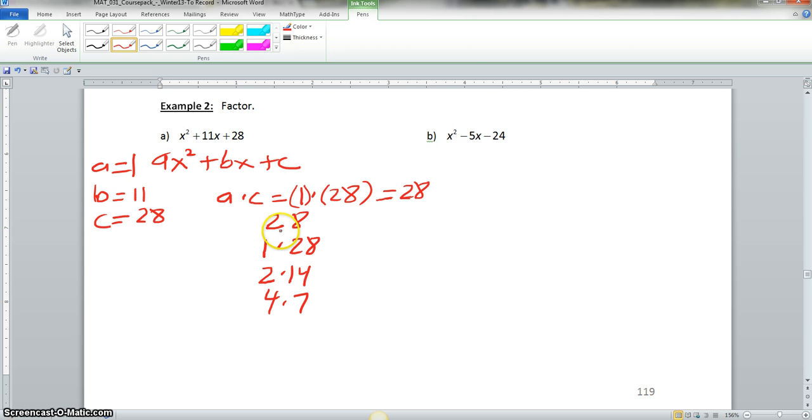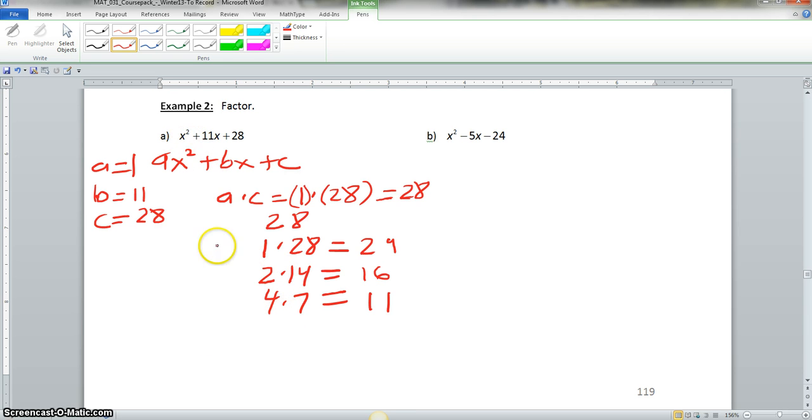Now what we have to do is this here. Since all of your numbers are positive here, we're going to add these factors together. 1 and 28 is 29. 2 and 14 is 16. And 4 and 7 is 11. Okay, when we add these factors together, they must equal what b is. Okay, the only one that equals what b is, is the 4 and 7.